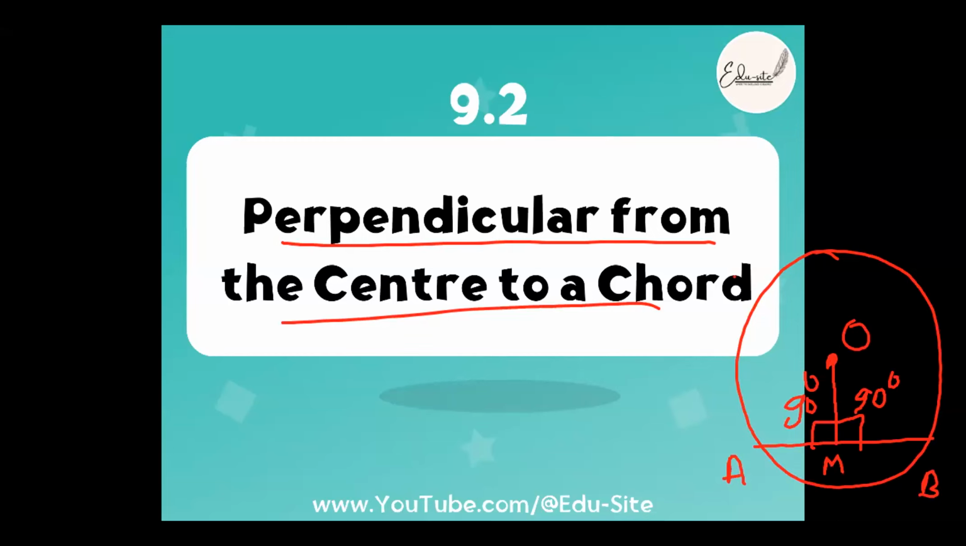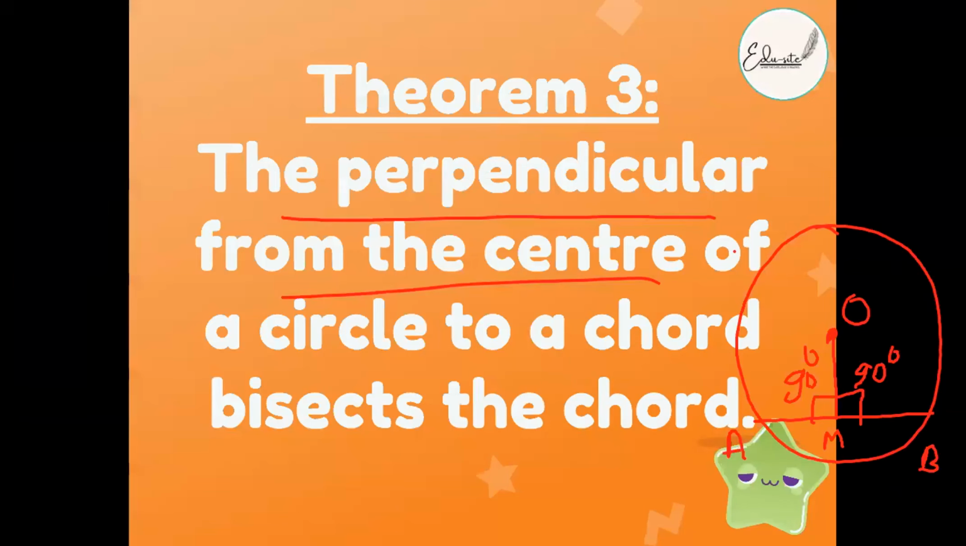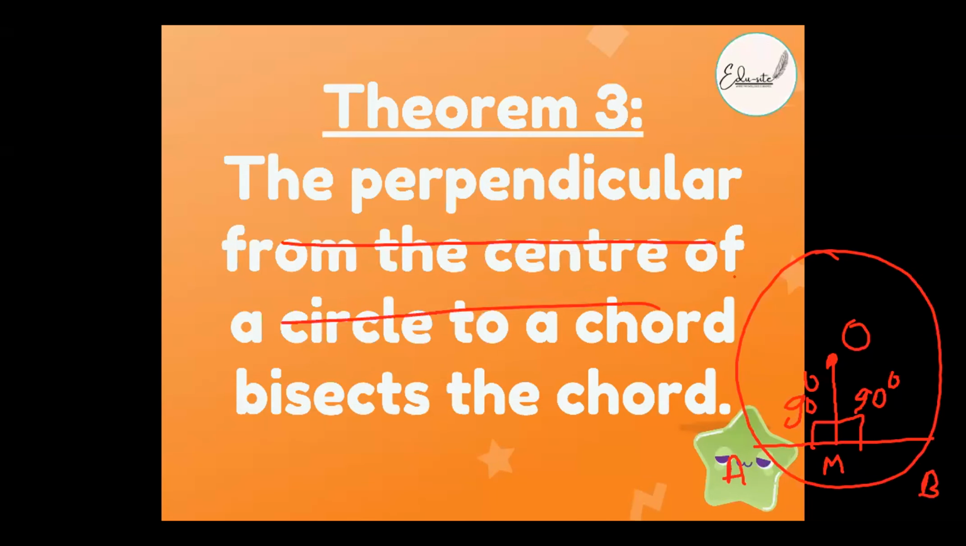What did we discuss? What was theorem number 3 in this? A perpendicular from the center of the circle will bisect the chord, correct? What does bisect mean? It divides into two equal parts. A perpendicular from the center of the circle will bisect the chord.